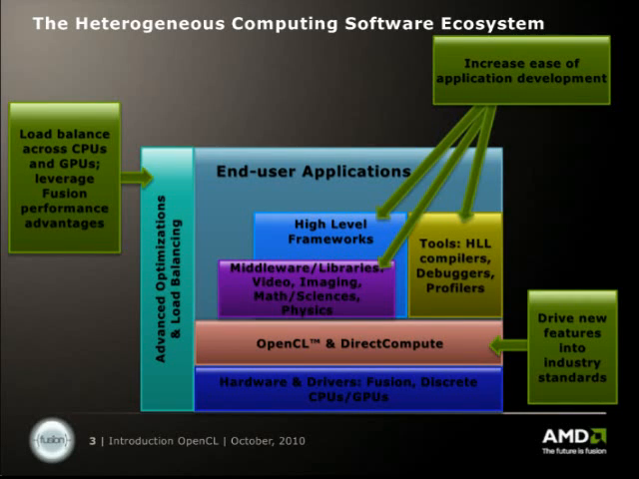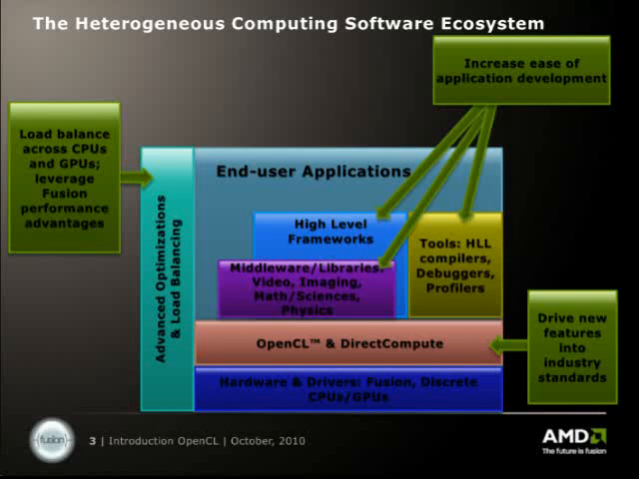So just to give you a high-level overview of heterogeneous computing, what would your application look like if you're using OpenCL? Well, that's most likely going to be this brownish-gray box that sits at the top. Then coming down, you're going to have the obvious middleware libraries: the video, the imaging, the math libraries. You might have some high-level frameworks, an object-oriented framework or something like that.